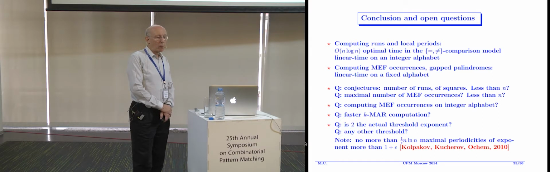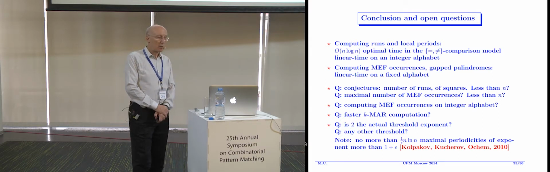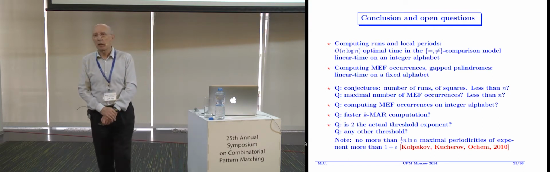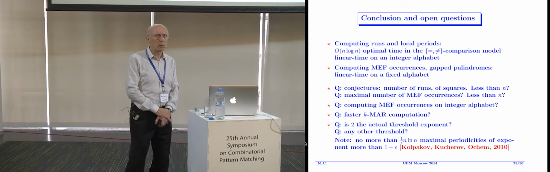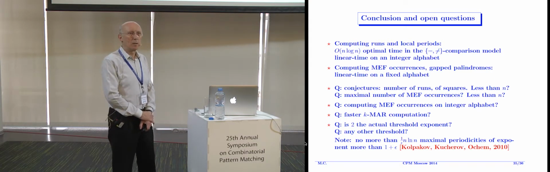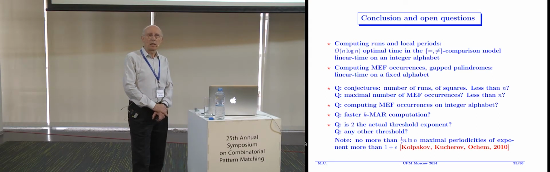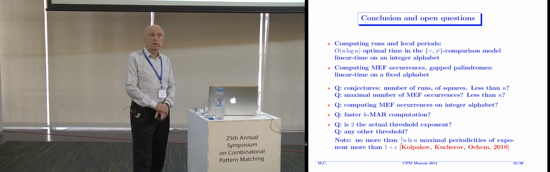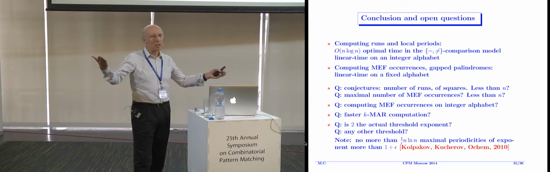For the number of maximal exponent factors, I have not shown the result, but we have a bound of 2.25n maximal exponent factors in a string. Is it also less than n? It's not clear for the moment. We haven't stated the conjecture, though the experiments that we have done show that they are less than n, in some limited cases, of course.